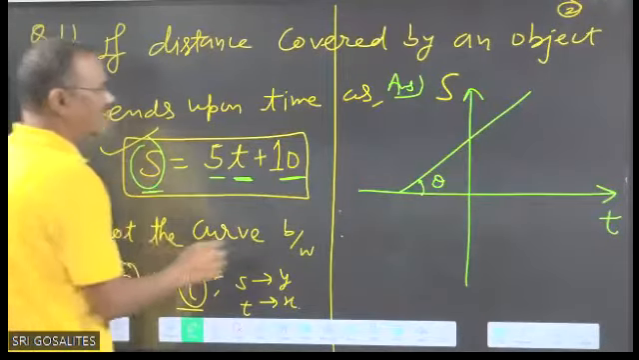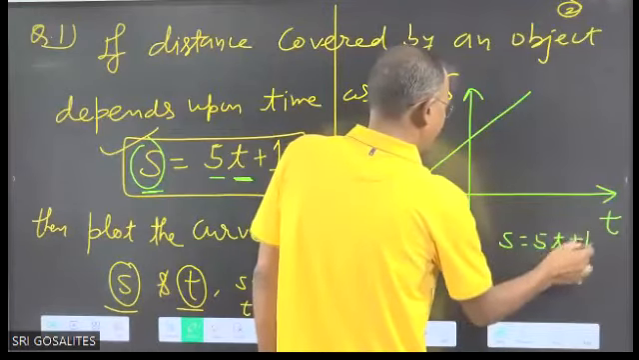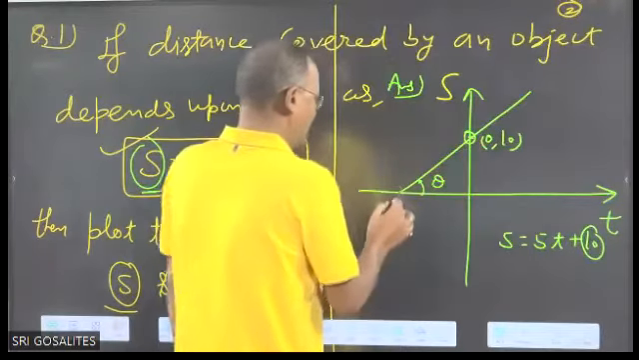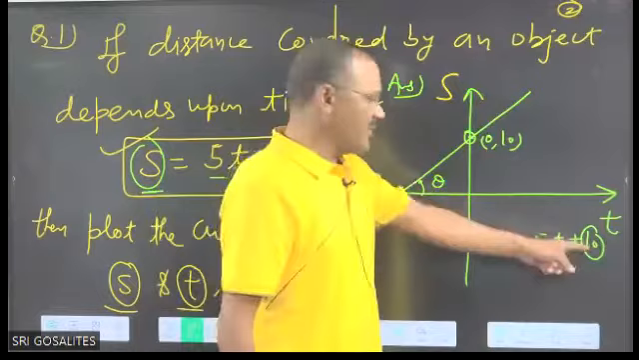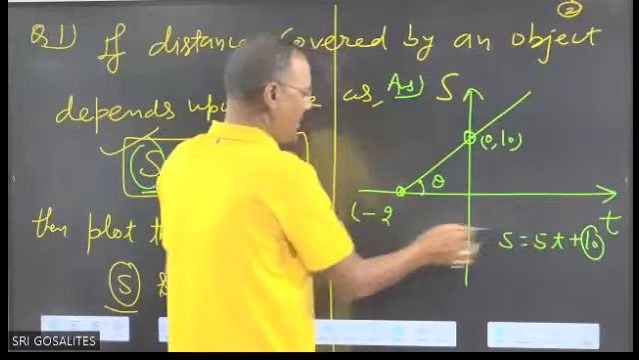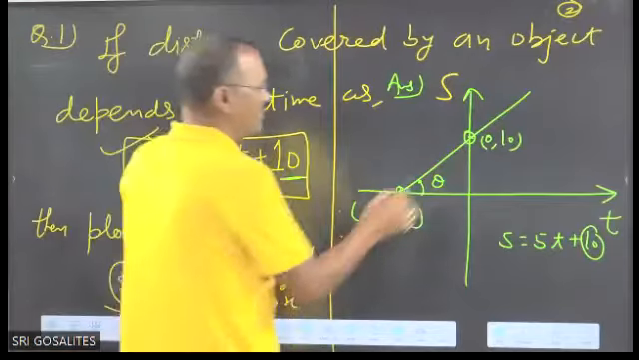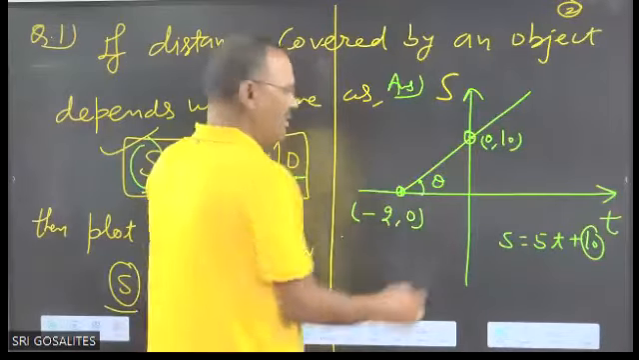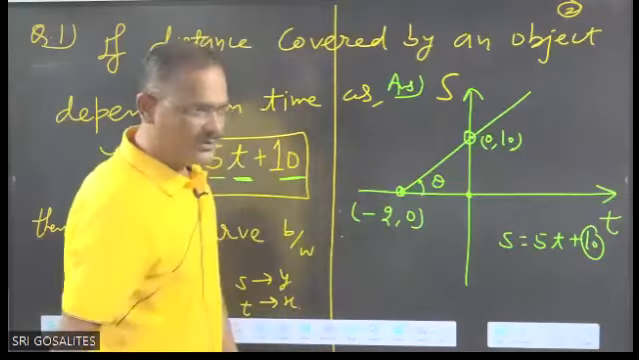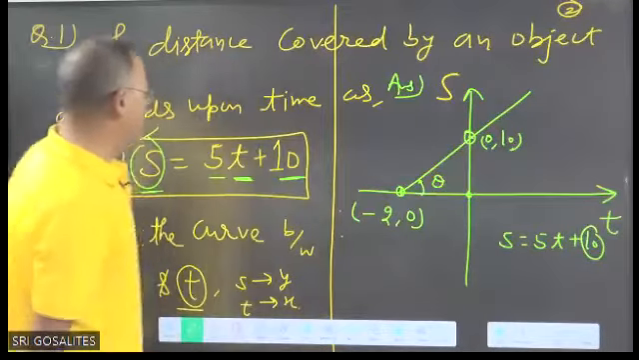Now tell me, what are the coordinates? See, the equation is 5t plus 10. So the intercept is 10. And this is what I just told you, minus c upon m. So c is 10, m is 5, minus 2 comma 0. Any problem? Good. So where the body was at t equal to 0, means in the beginning when the time was 0, the body was at a distance of 10 meters. Okay. Any problem? Right. So this is the ST graph.